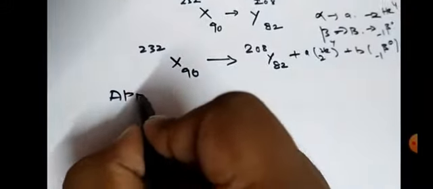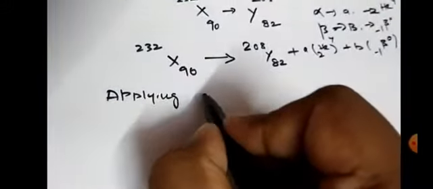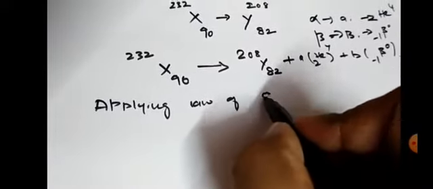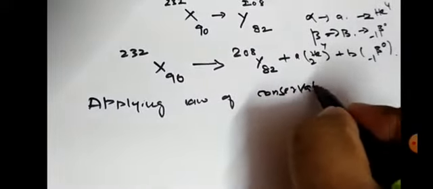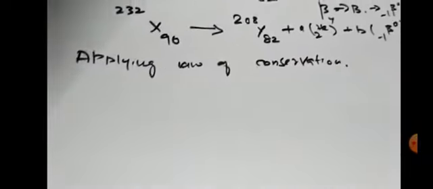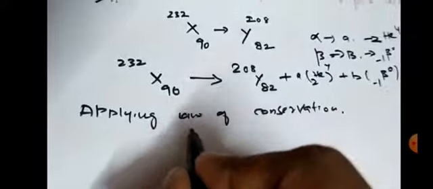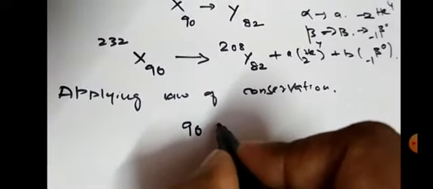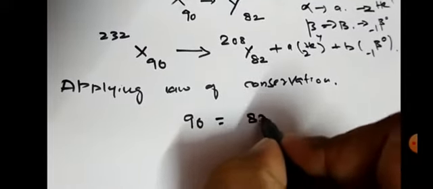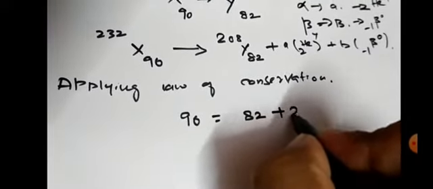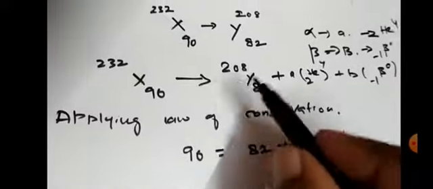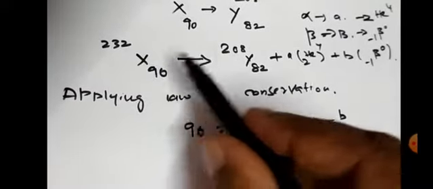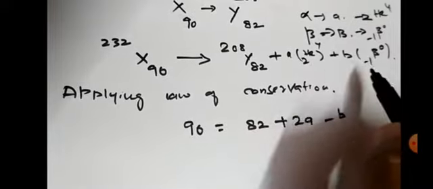Now, applying the law of conservation, for the charge number: 90 is equal to 82 plus 2A minus B. I am taking this 82, 90, 2A and minus B.